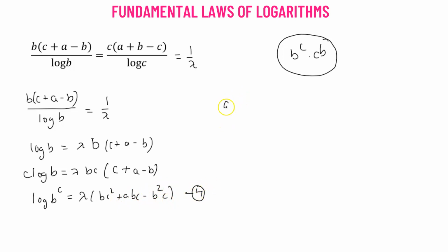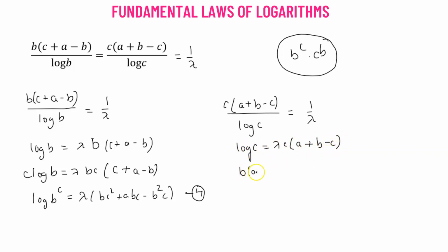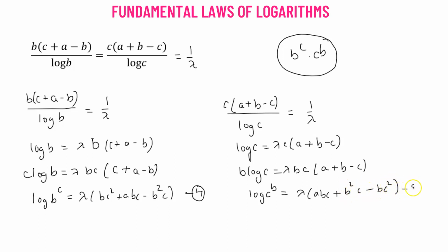And then we'll use c multiplied to a plus b minus c divided by log of c equals 1 over lambda. So this gives us log of c equals lambda c times a plus b minus c. We'll multiply both sides with b, so we'll get b log c equals lambda times bc multiplied to a plus b minus c. Or we can have log of c raised to the power of b equals lambda times abc plus b squared c minus bc squared. So this will become number 5.